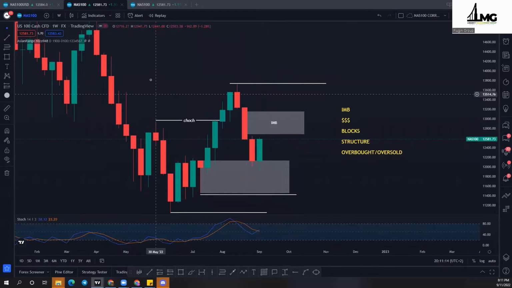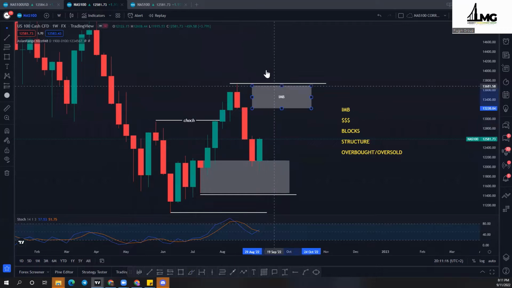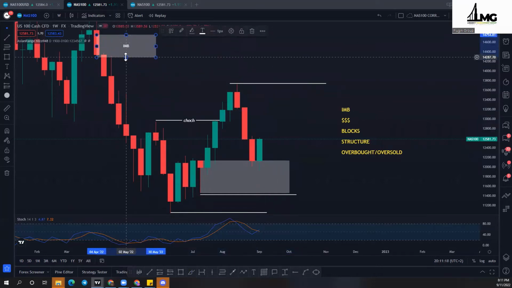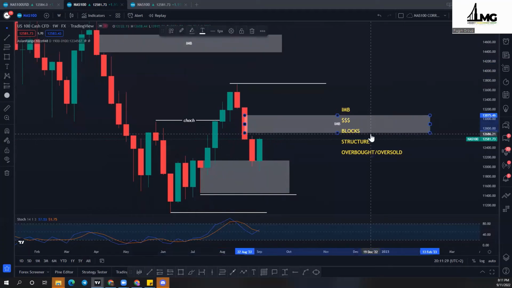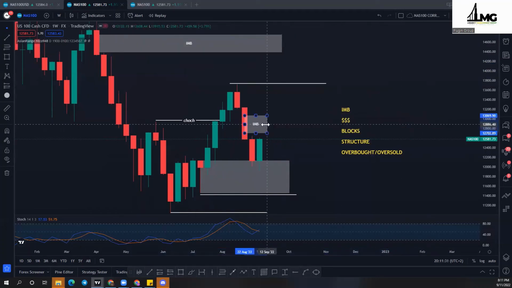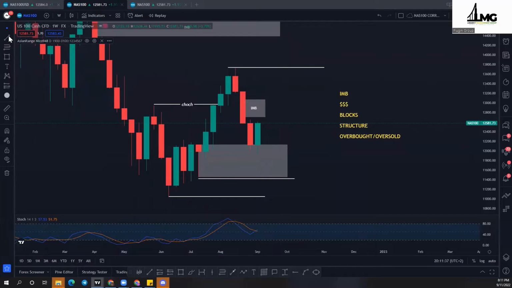And then also, sorry for that, we've got some imbalance formation right here. This imbalance is further away, so it's not something that I'll be interested in. It's quite far from where structure is, but this right here down here is what I'm interested in. It's most likely to be mitigated as an imbalance. So I'm looking for price to get there, right? And then take out this liquidity high at this point.